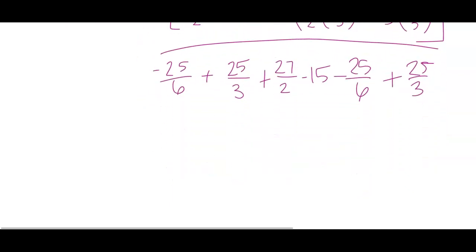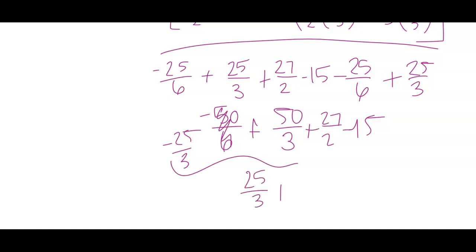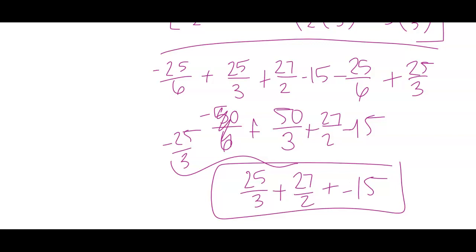I could simplify this a little bit if I wanted to. Negative 50/6 plus 50/3. This does give me 25/3, negative 25/3, and then I can combine these to get 25/3 plus 27/2. I'm going to go ahead and leave it there and not really simplify much further. And that's going to be in meters as well, because that's going to be total distance traveled.